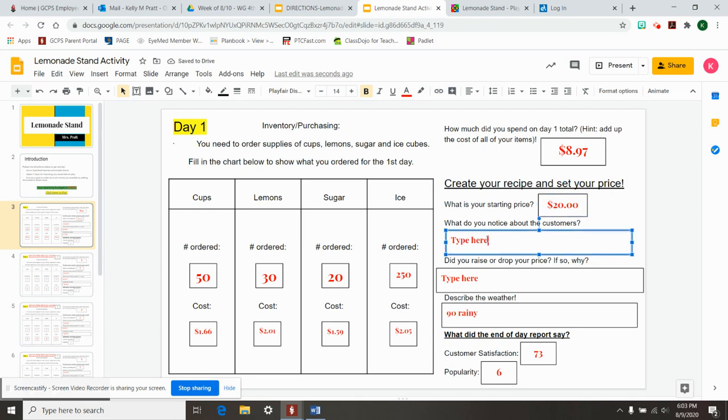What do you notice about the customers? I'm going to put that they were still thirsty, even though it was rainy. Did you raise or drop your price? Nope, I kept it the same because I was trying it out for the first time. Perfect. Now remember, if my font doesn't fit in here, I simply click on the box and lower my font, but it looks like it fits just perfect. So I am done with my first day.